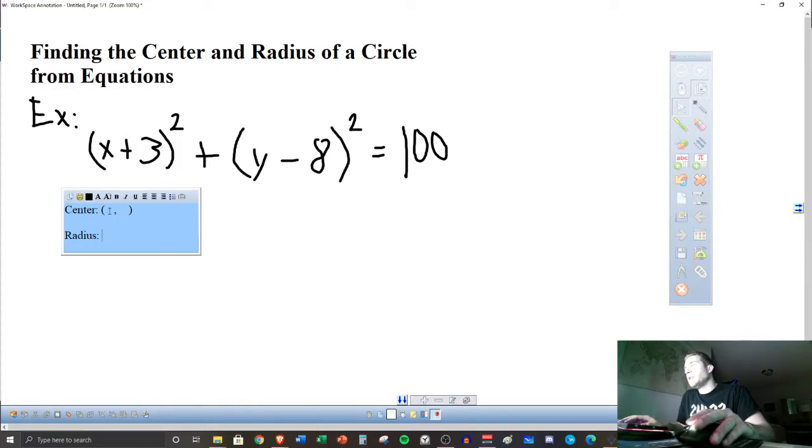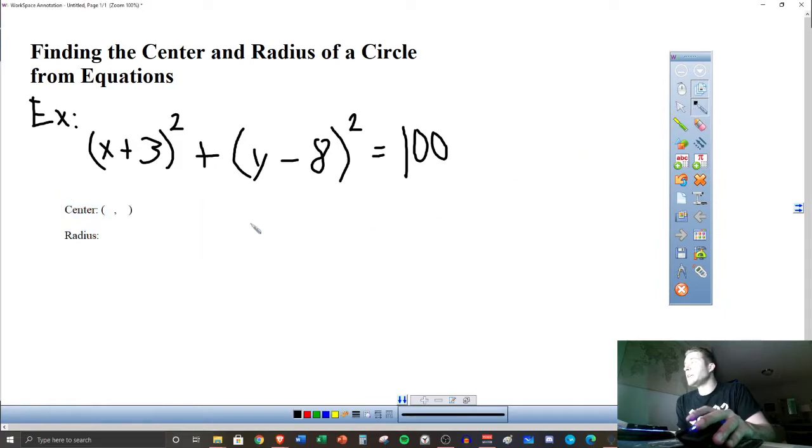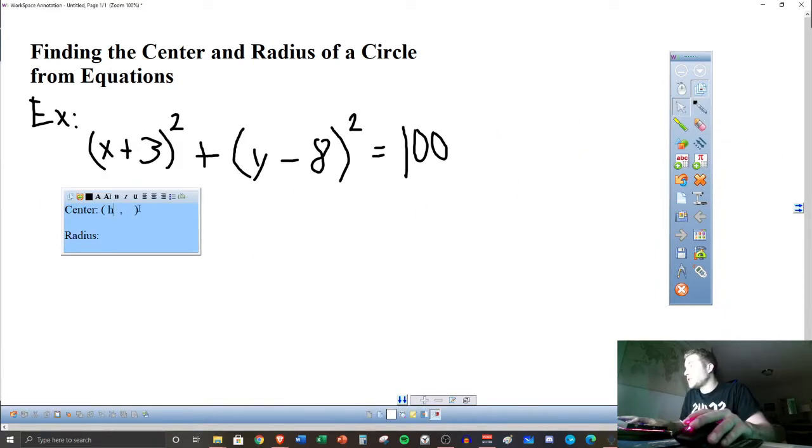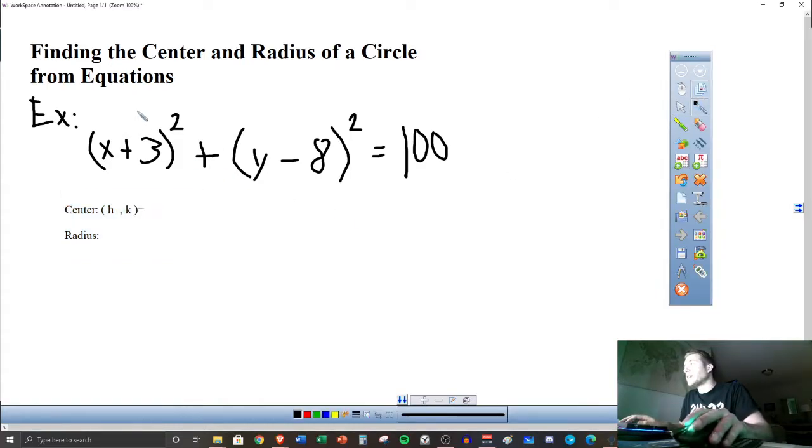Okay, so you had a second to answer this. Now let's go ahead and find the answer. Now the center from this first one, we know that we need H and K to go in here. H and K need to go inside of these parentheses. So we're going to write that over here, but let's go ahead and identify what H and K are. Well, this is H and this is K.